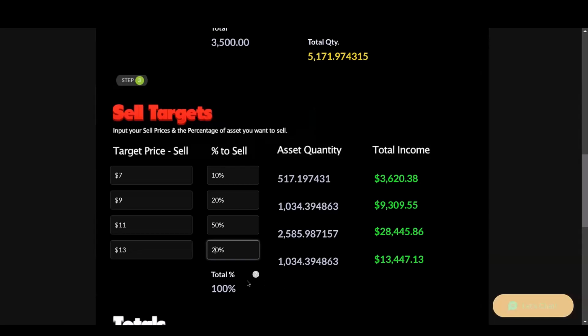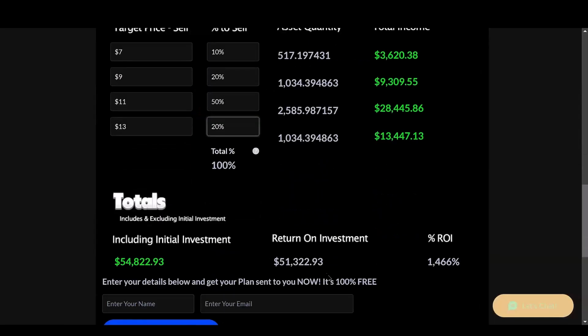So again, if we invested in now with that 3,500, we had our original buy targets, put in our sell targets, we would have made ourselves $51,000 on top of our 3,500. That's a 1,460 odd percent return on investment. That is more than acceptable for where we are right now in the cryptocurrency market. It's perfectly acceptable, especially if you're just walking into the market now. That is nothing to sneeze at.